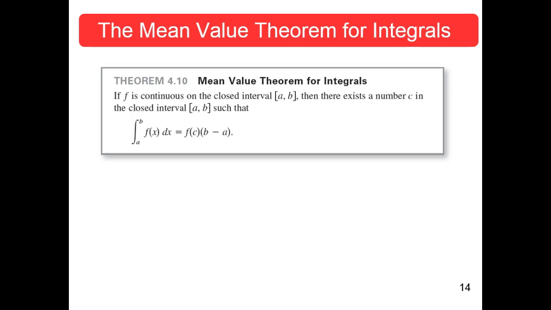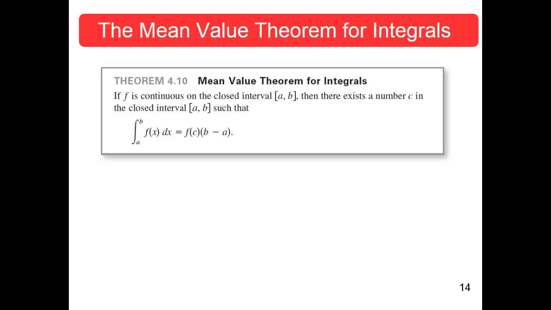So here's the mean value theorem for integrals. If f is continuous on some closed interval a to b, meaning no breaks or gaps anywhere in between, nothing going to infinity anywhere in there, then there exists some number c on the closed interval a to b, somewhere in between a and b, such that the integral from a to b of f of x dx is equal to f of c times b minus a.